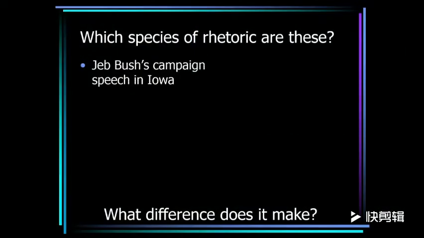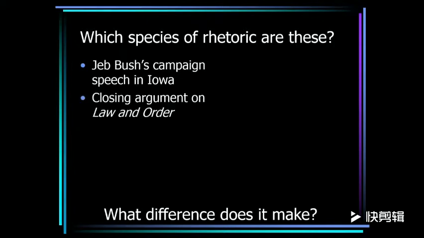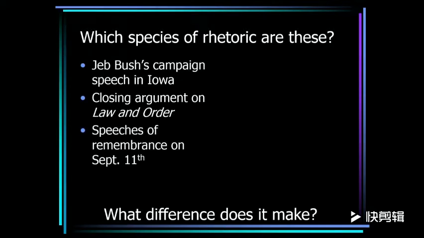Let's look at these. If Jeb Bush makes a campaign speech in Iowa, well, that's political. He wants people to vote for him. A closing argument on an old Law and Order rerun, clearly forensic. You're asking people to make a judgment, or at least the lawyers in Law and Order are, about what's been done in the past.